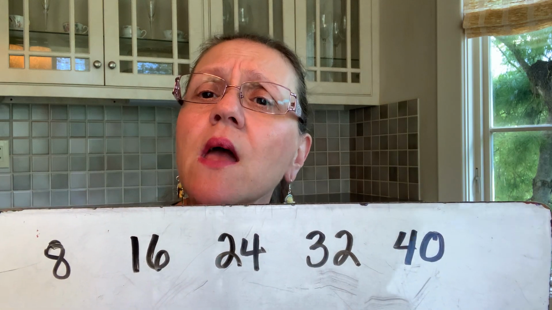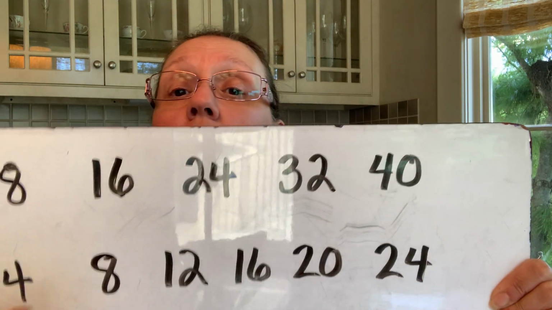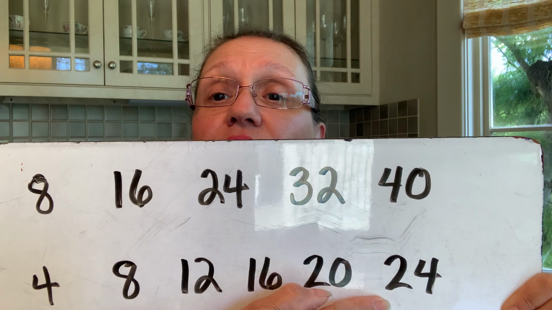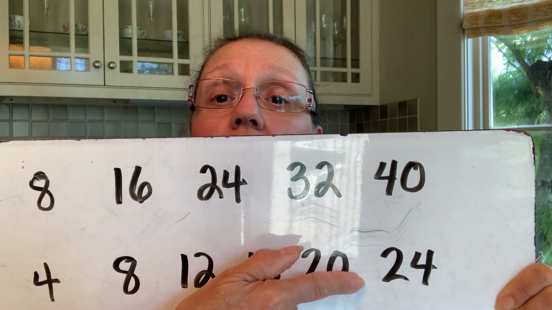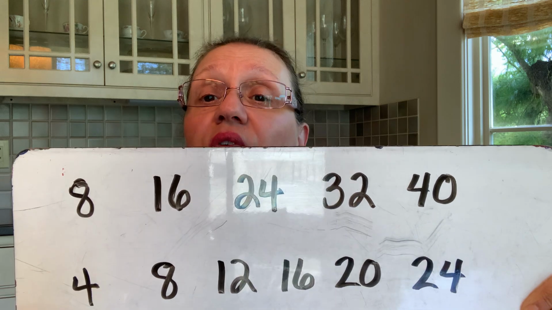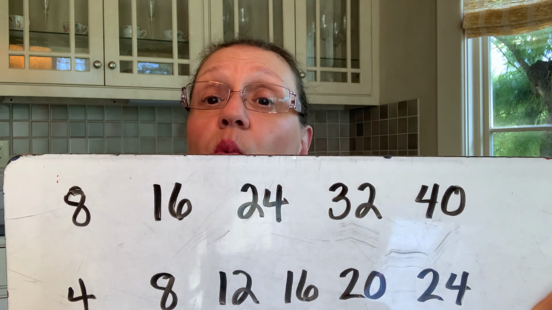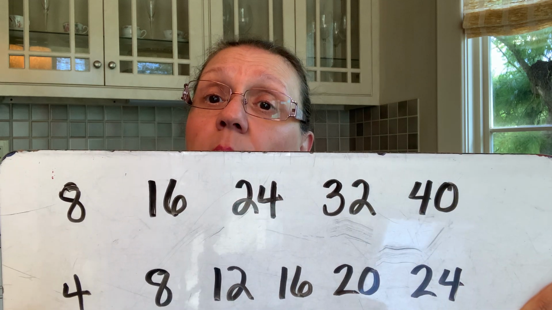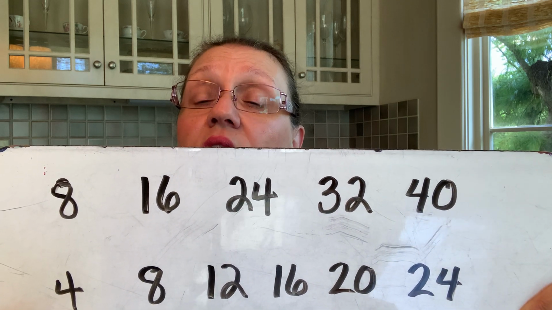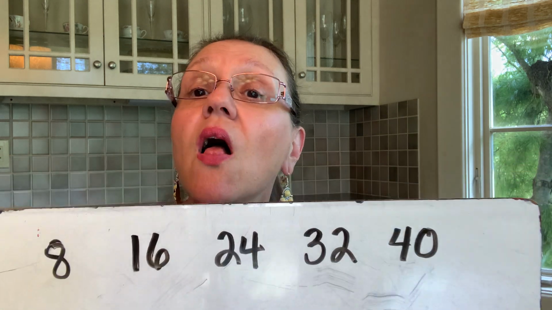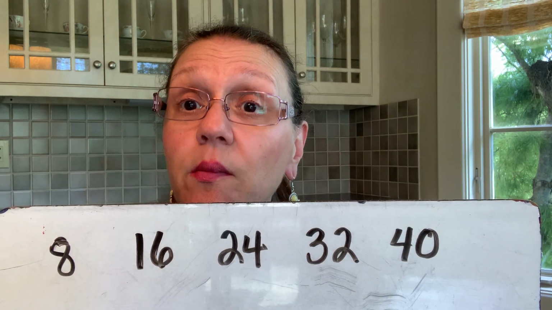Why did I keep going? Because I know that the 3 times table does not have 16 in it. So I keep going until I find another one that's common to 4 and 8, 24. Now, if I wanted to find the least common multiple of 8 and 4, that would be 16, right? Because 16, you can divide 8 into 16 and you can divide 4 into 16. That's a common multiple, a least common multiple.